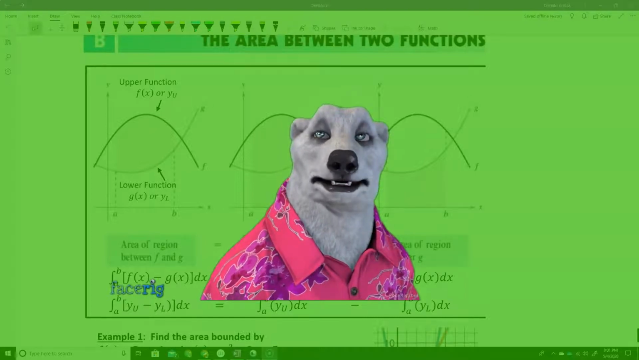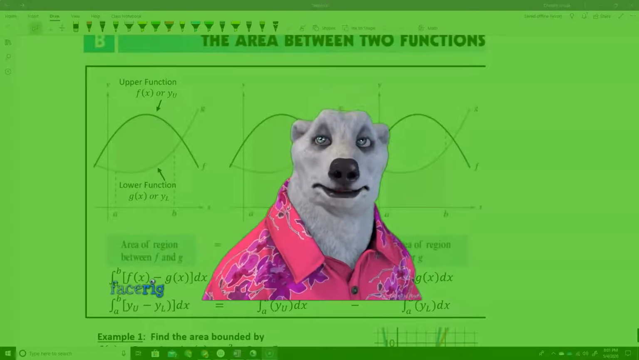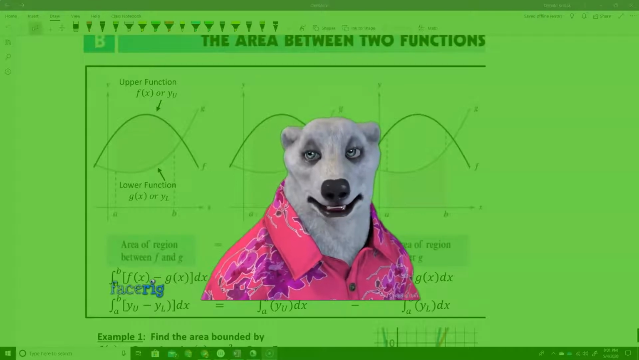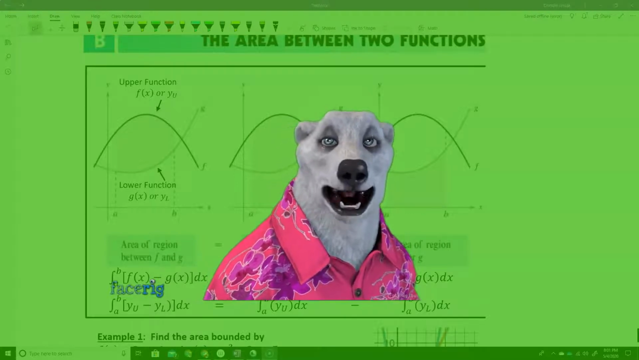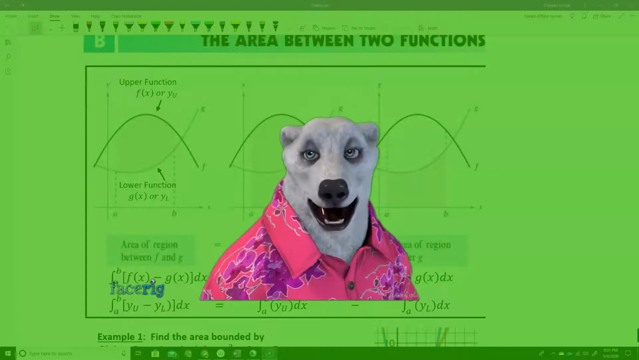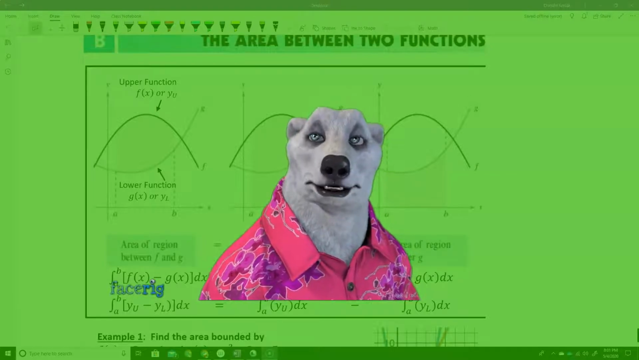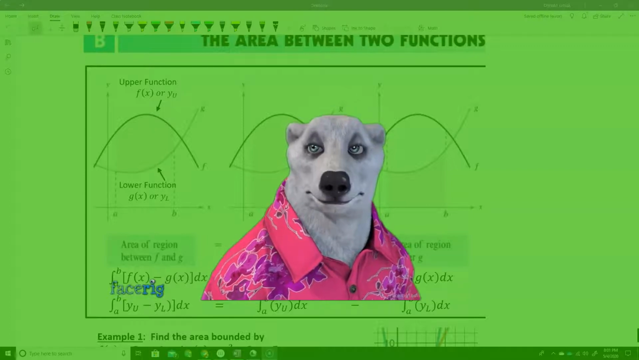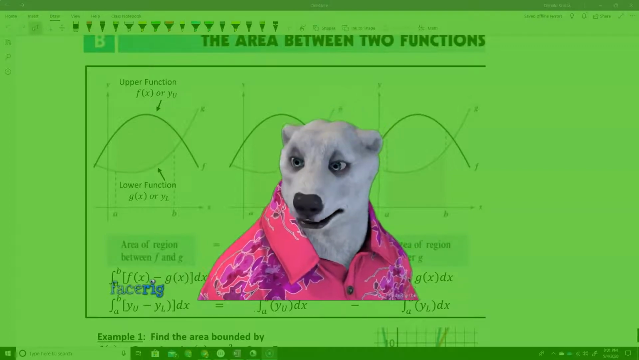So Mr. Krolak tells me we're working on integration, and you've done integration, finding the area between a curve and the x-axis. Yes? All righty. Well, today we're going to do the area between two curves. So let's take a look at that.